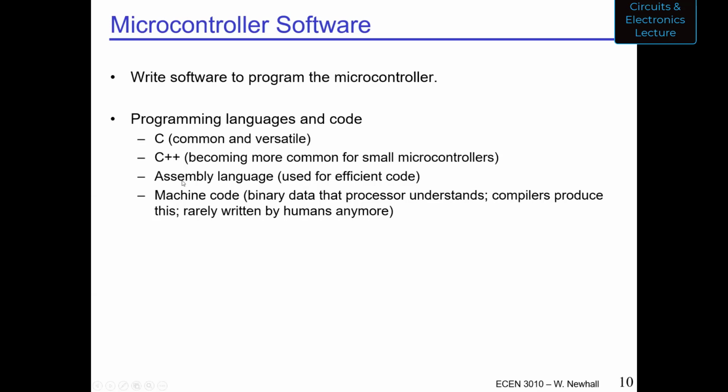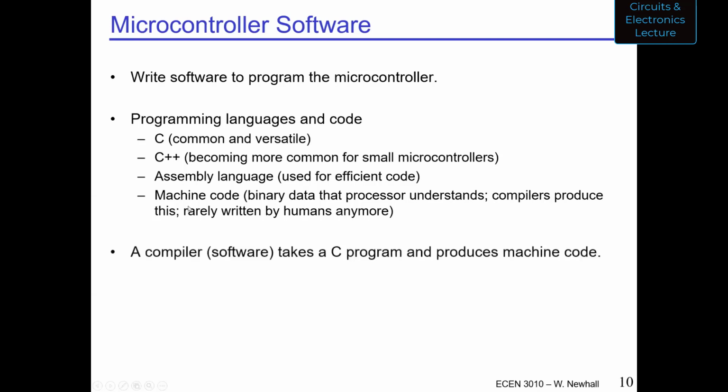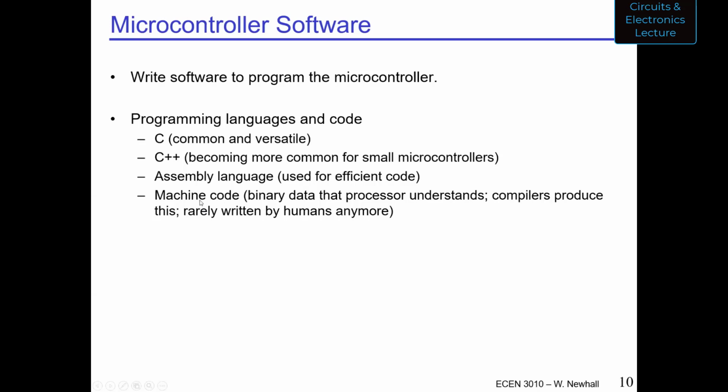You can also use what's called assembly language. Assembly language lets you get closer to the actual instructions that the CPU in the microcontroller executes. What the CPU actually executes is called machine code. Machine code is the set of ones and zeros stored in program memory that get fetched by the CPU. Assembly language usually maps directly to the machine code.